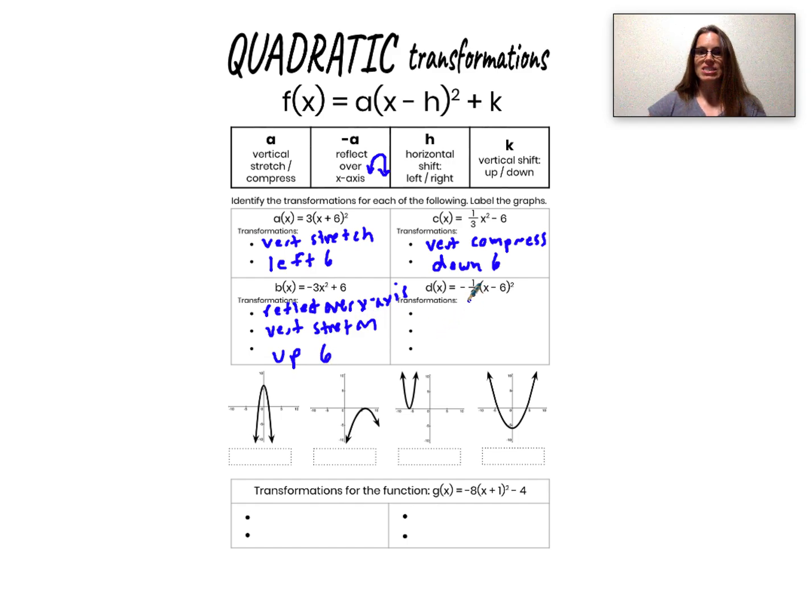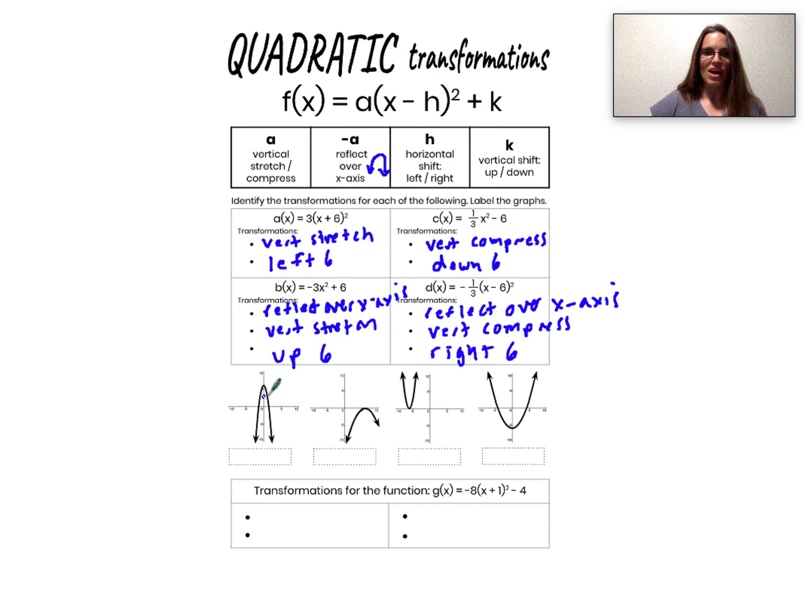Final function, d of x equals negative 1/3 (x minus 6) squared. Negative makes the parabola open down. We're reflecting over the x-axis. The 1/3 means we have a vertical compress. Our graph is flatter. And then the minus 6 is a horizontal shift. You expect left, this is right. Right 6.